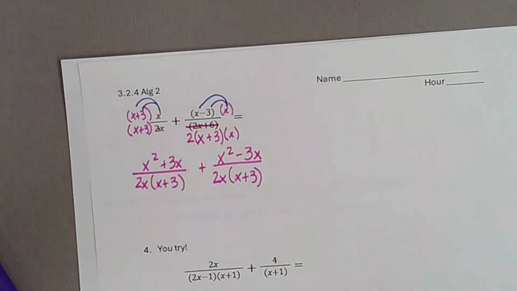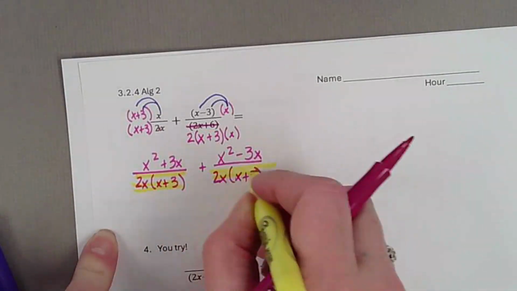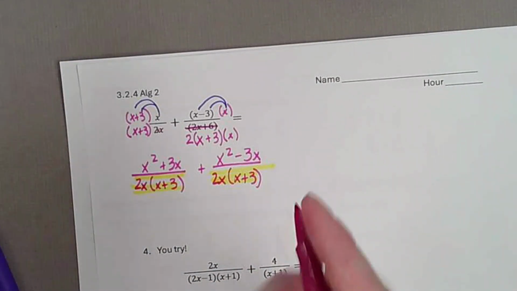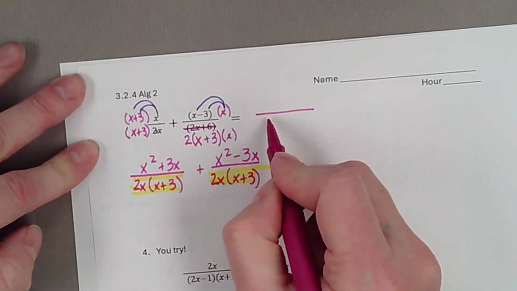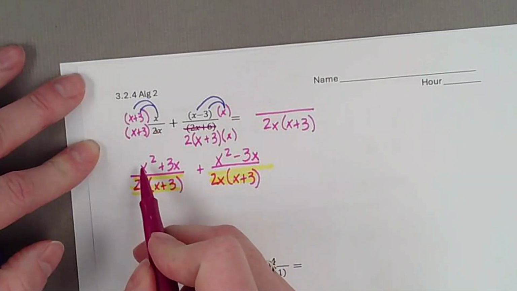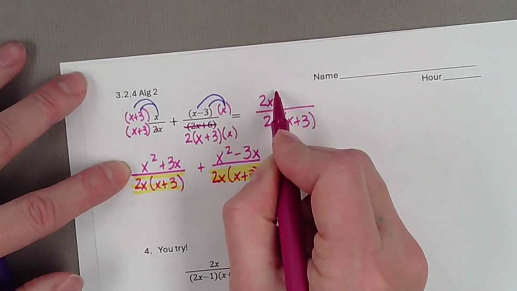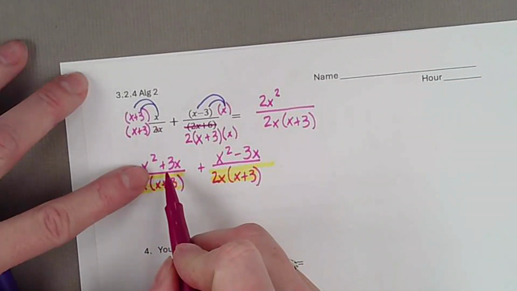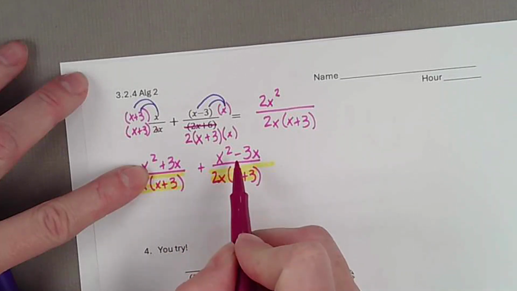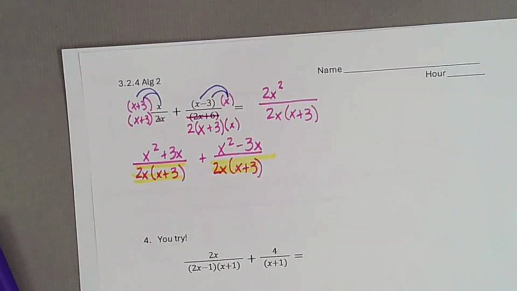Now that I have a common denominator, I can add the tops of my fractions together. Those are called the numerators. So my denominator stays the same as it was, and then I combine the numerators. If I have an x squared plus another x squared, that goes to 2x squared. And then I have a 3x plus a negative 3x, right? So that's like a 0. So I actually don't need to write that on the top at all.